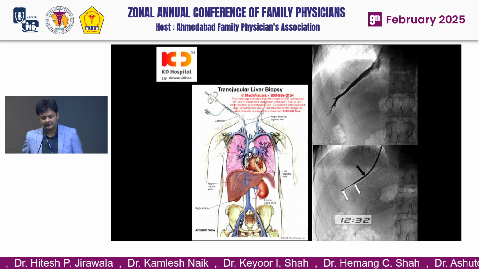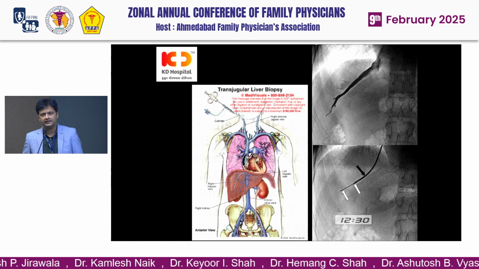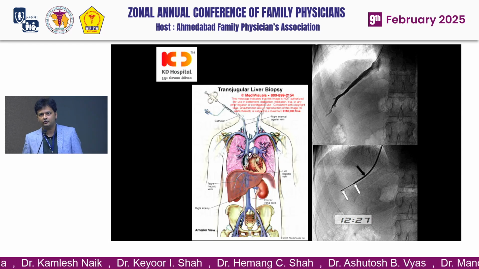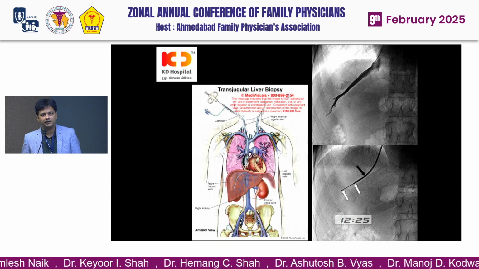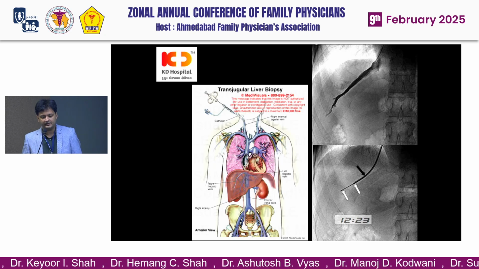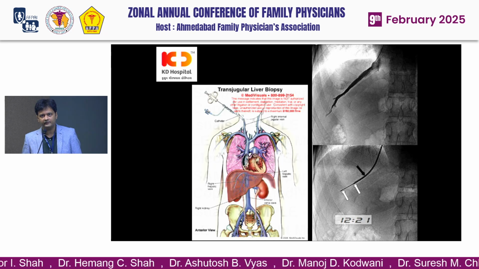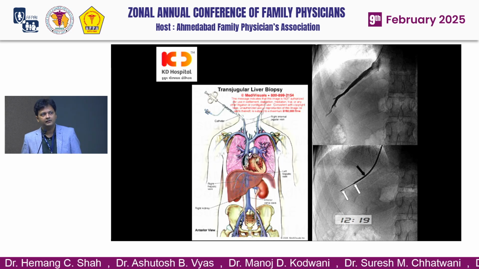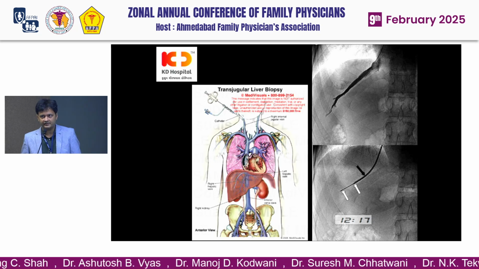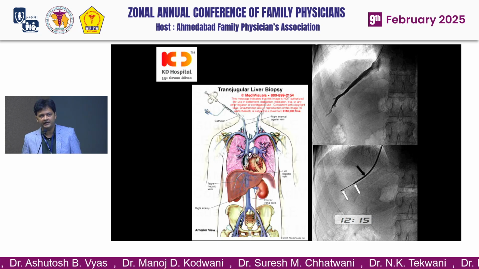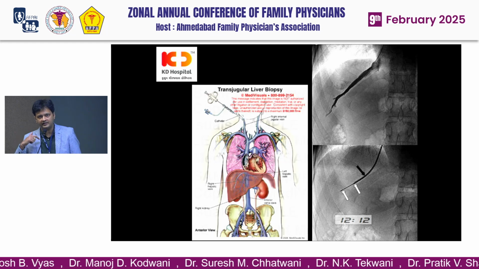So these were the examples of percutaneous biopsies, but there are certain situations where we cannot do percutaneous biopsy, or rather percutaneous biopsies are very dangerous, like in cases of chronic liver disease where we want to biopsy the liver, and there is presence of ascites. Because of the presence of ascites, there is an increased risk of bleeding. So in this case we go by the transjugular route.